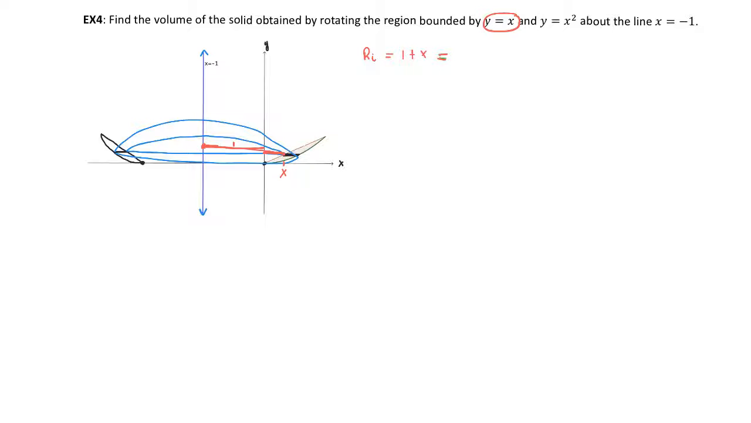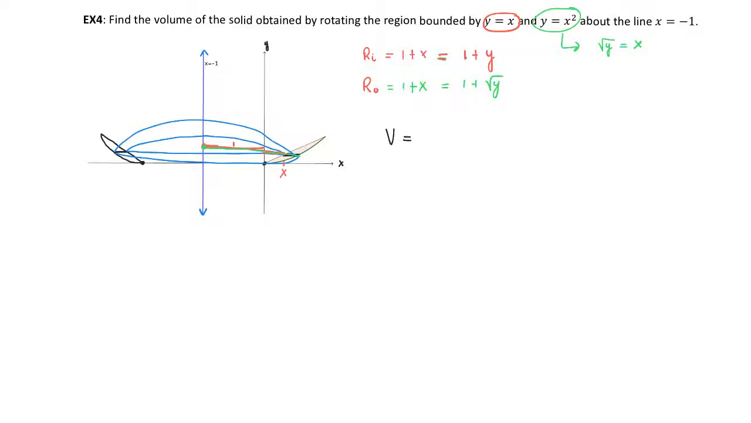Y is equal to x, so I can do a direct substitution, 1 plus y. Then for the outer radius, I'm going to go again from the axis of revolution all the way to the outermost graph. That happens to be the parabola. Remember again, we're going to have to re-express everything in terms of y. So the square root of y is equal to x. I'm only going to worry about the positive because we're talking about length. Then this is going to be, again, 1 plus x, which is going to be 1 plus the square root of y.